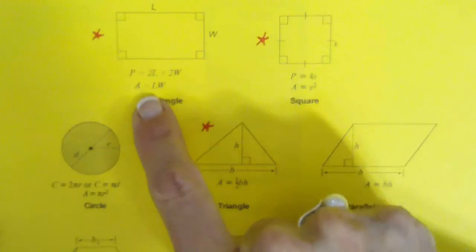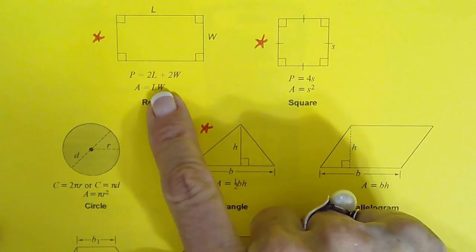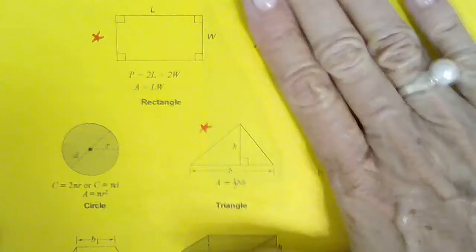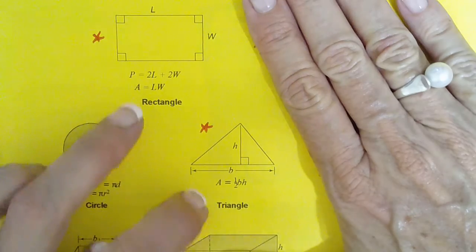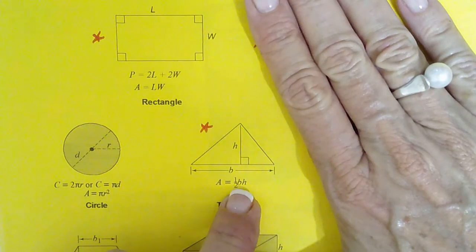So really the only ones you need to memorize are the area. Area of a rectangle, length times width. And a square's length times width. So really you can throw this out. So there's only 2 formulas to memorize. And do you want me to tell you how to remember that one?